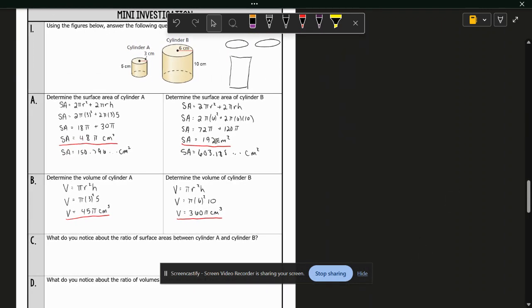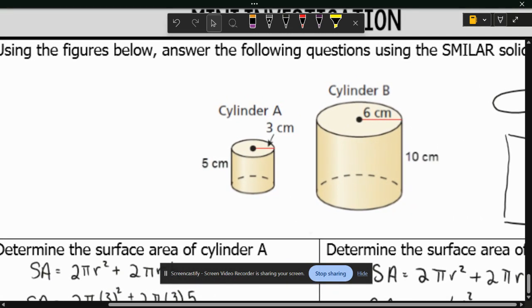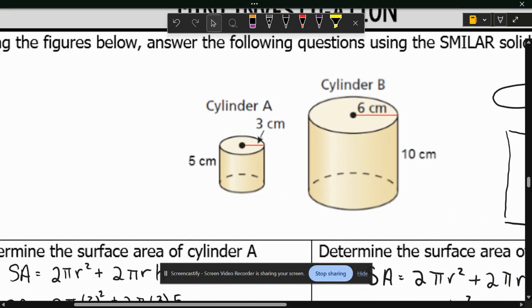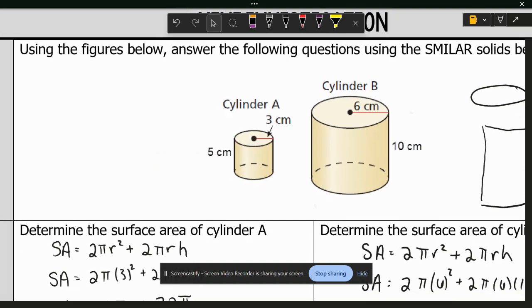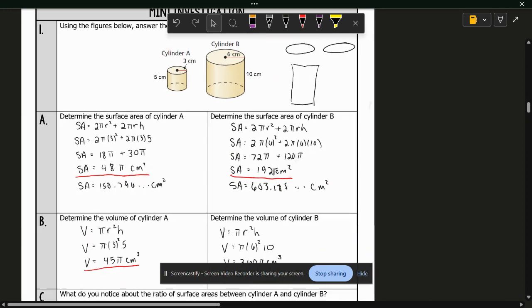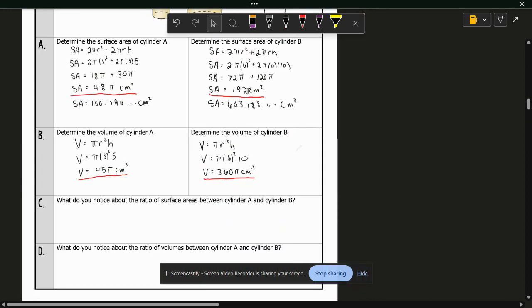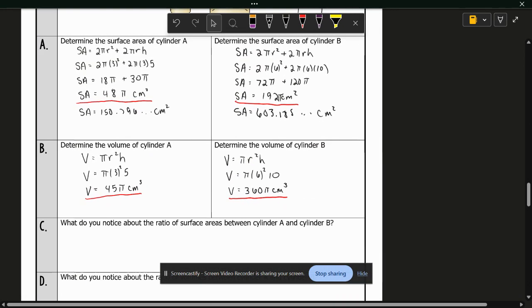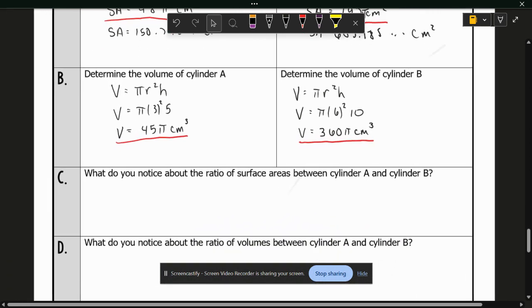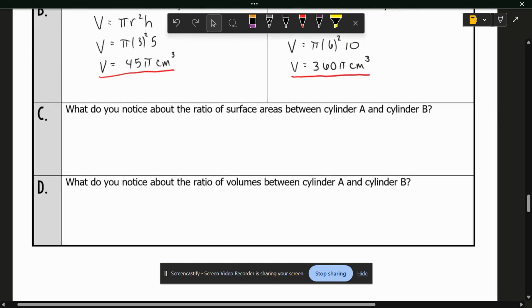So notice, before we start into C and D, I just want you to take a look at these cylinders. What do you notice about the radius from cylinder A compared to cylinder B? It's doubled. And what about the height? It's doubled. The height is also double. So by doubling the radius and doubling the height, notice the surface area, 150 to 603. That's a huge difference. So what we're going to do is find the ratio of the surface area between the two cylinders.